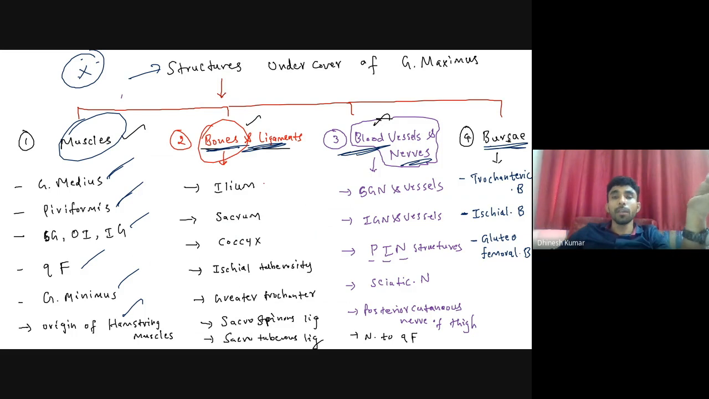I told, okay, whatever bones are giving origin to the gluteus maximus, like the dorsal surface of ilium bone, sacrum bone, coccyx bone, then ischial tuberosity and greater trochanter of femur bone. Then two ligaments under cover of gluteus maximus are sacrospinous ligament and sacrotuberous ligament.